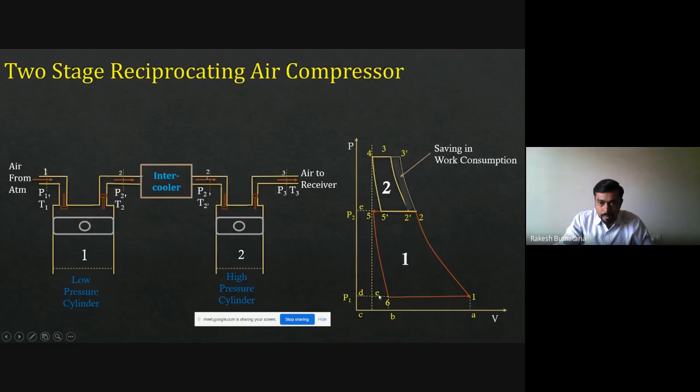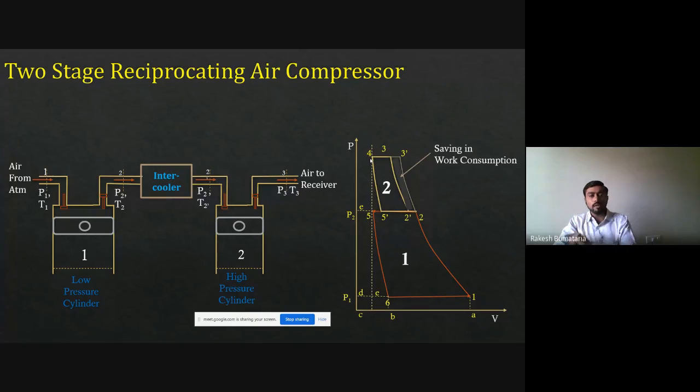This one is the PV diagram. This red color shows the compression process in cylinder 1. This one shows the compression process in cylinder number 2. Let's take one analysis here. If we didn't use any intercooler, then what happens? 6 to 1, there will be suction. 1 to 2, there will be compression in cylinder number 1. 2 to 3, there will be compression in cylinder number 2, and 3 to 4, the delivery.